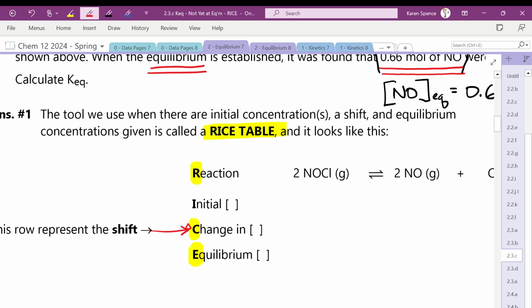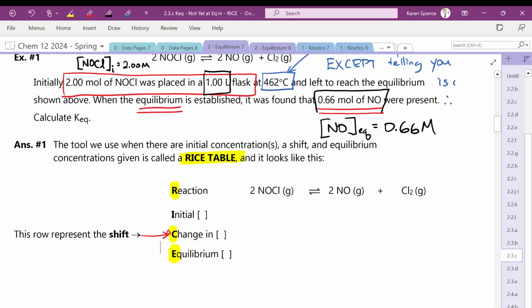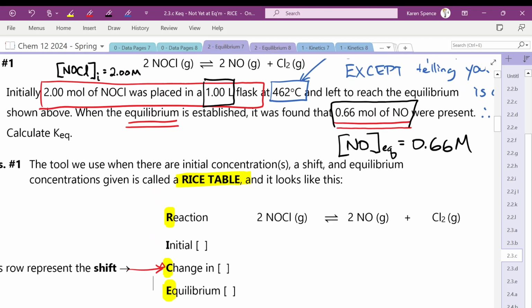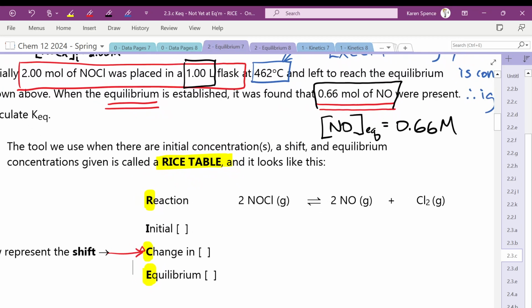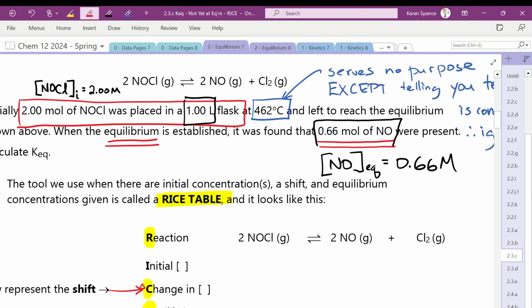So what we do is we take the information that we are given in the question and we see what we can figure out. All right, so we look and we say, what information do I have? I have the initial concentration of NaOCl, so I can put that here, 2.00 molar.